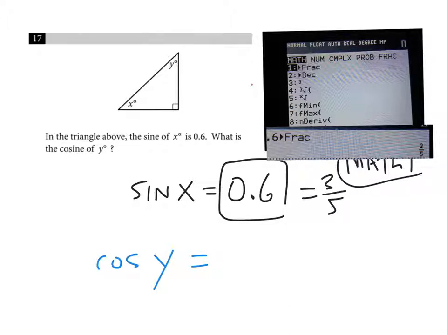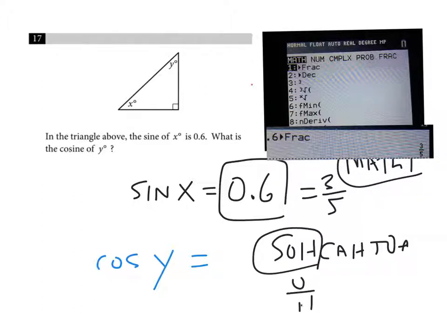So I know because of SOHCAHTOA that the sine of an angle is equal to the opposite over the hypotenuse. So since the sine is 3/5, that means I'm going to label the opposite side of angle x. So here's angle x. The opposite side is going to be 3, and then the hypotenuse is going to be 5.